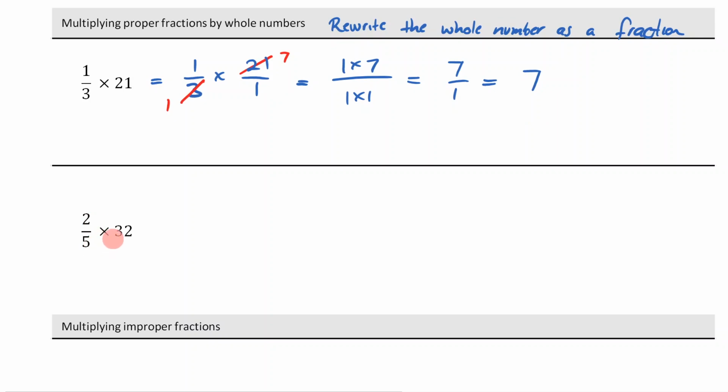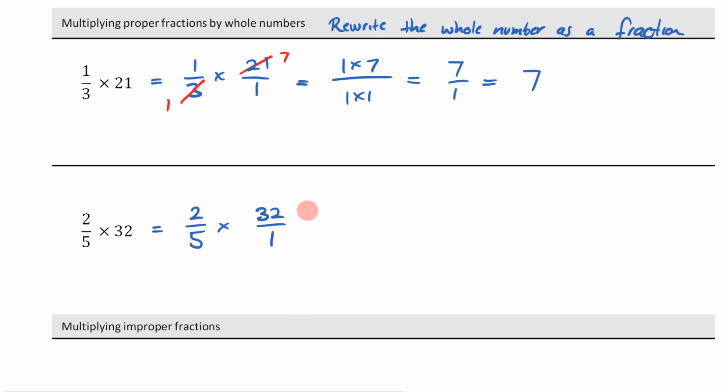Here I have 2/5 times 32. So again, first step, rewrite the whole number as a fraction. So I have 2/5 times 32 on 1. Now I look here, and let's just spend some time looking at this. Can I cancel vertically anywhere? Nope. Can I cancel diagonally? Well, 2 and 1, that doesn't work. 5 and 32, that doesn't work. I can't cancel anything here. So do you know what that means?